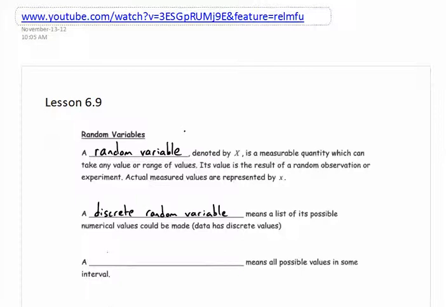So continuous. Yeah, non-discrete is continuous. So a continuous random variable means that you could have all sorts of values in an interval. Like the probability that somebody in the class is 5.76 meters. That would be a 0. What's the probability of that?